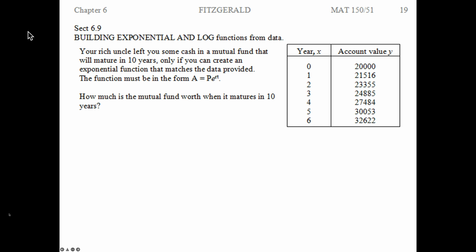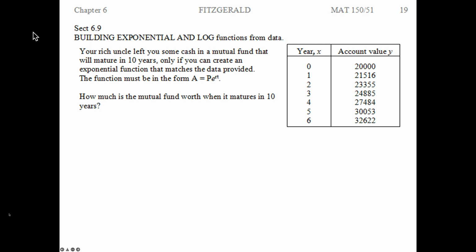So here's an example. It says your rich uncle left you some cash in a mutual fund that will mature in 10 years, only if you can create an exponential function that matches the data provided. The function must be in the form of A equals P times e to the rt power. How much is the mutual fund worth if it matures in 10 years?